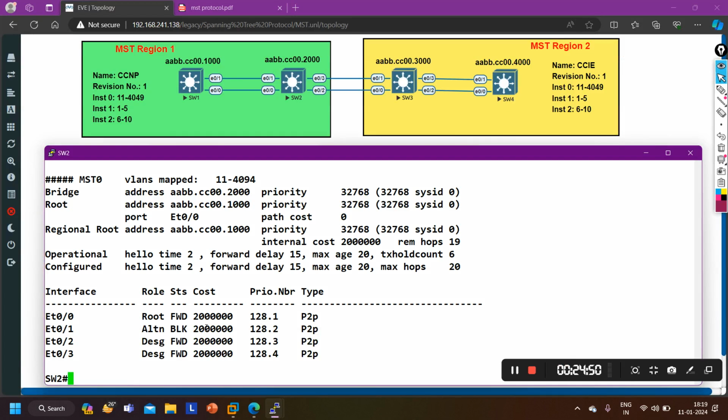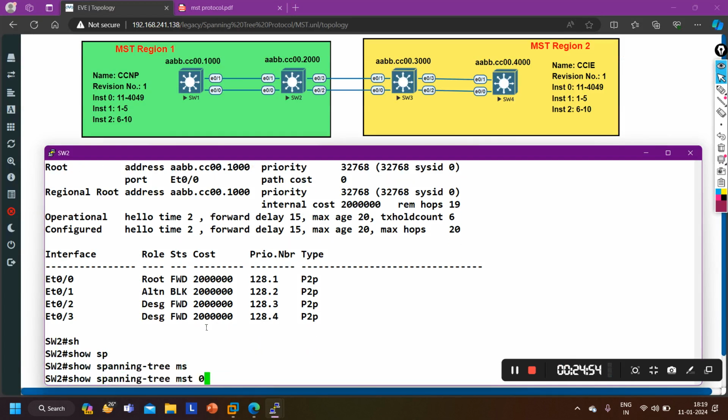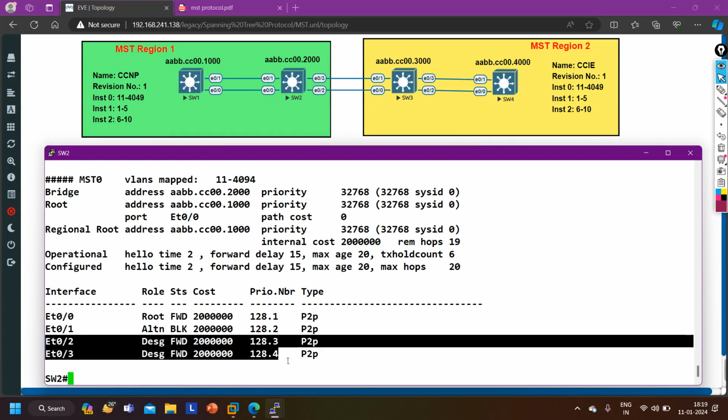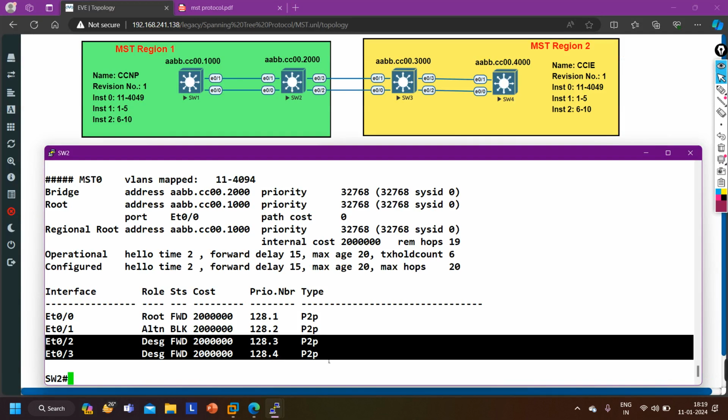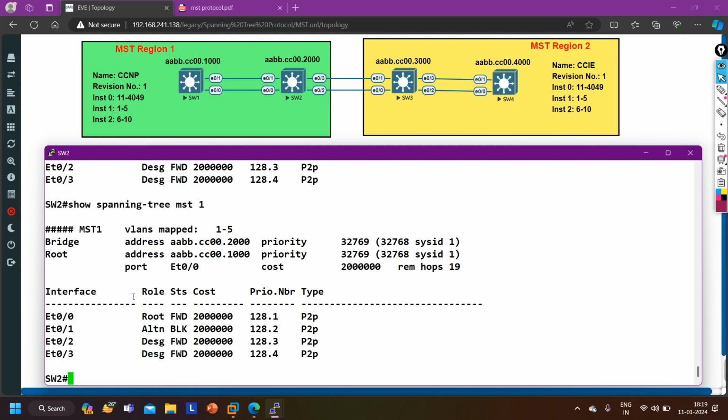On switch number 2, let me take you to switch number 2. You can see, show spanning tree MST instance 0, right? 0/0 is RP and 0/1 is alternate. And these two ports are again DP because it is forwarding the superior BPDU from 0/2 and 0/3, which are connected with switch number 3, right? So for instance 0, this port 0/0 is RP. For instance 1 also 0/0 is RP. For instance 2 also 0/0 is RP.